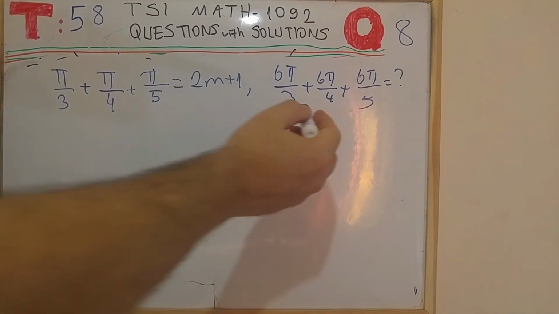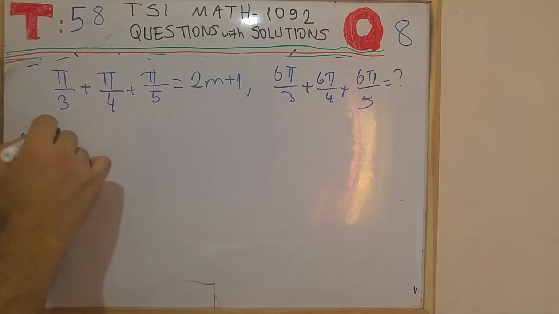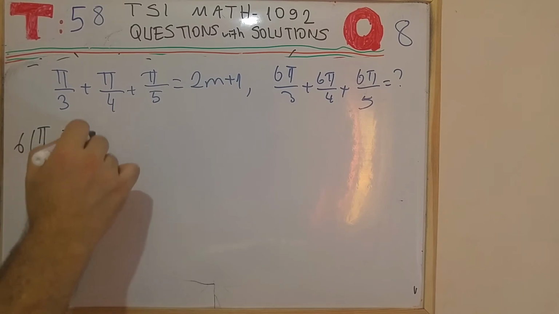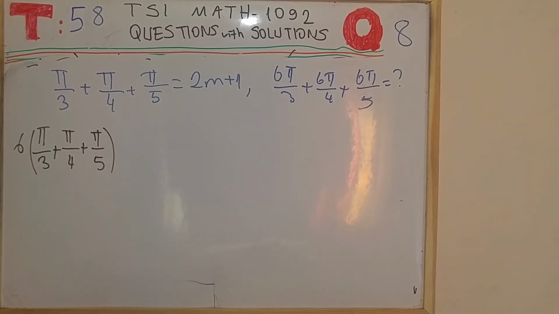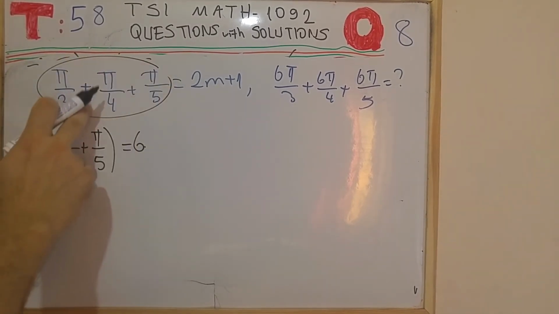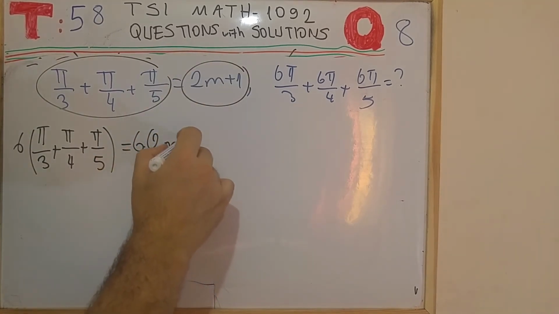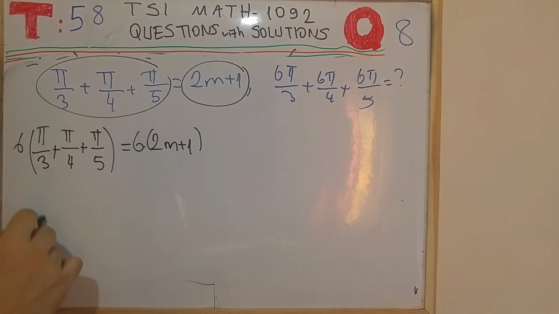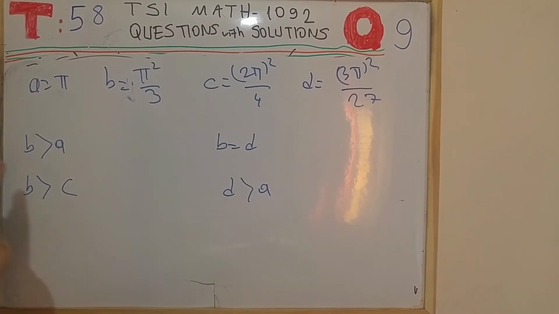This question, actually this term is equal to 6 times 1 over 3 plus 1 over 4 plus 1 over 5. So when I take it into 6 parentheses of 6, and this is equal to 6 times, now I can replace this with 2m plus 1, which is equal to, when I expand the parentheses, 12m plus 6. Let's check all of the choices.